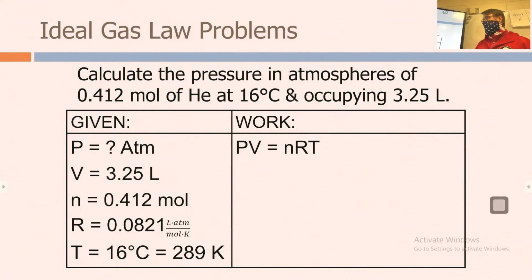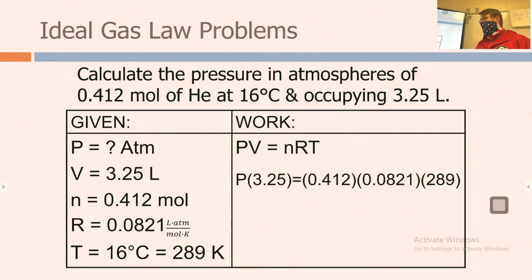PV equals NRT. How do I know I need to use that equation? Because they gave me moles. As soon as they give me moles, I need to use that equation. If they give us grams too, that equation. Correct. Grams means we need to use that equation too. We just have to convert into moles. All right, good deal. So P times 3.25 equals 0.412 times 0.0821 times 289. You just plug them all into the spots. Plug it in, chug.